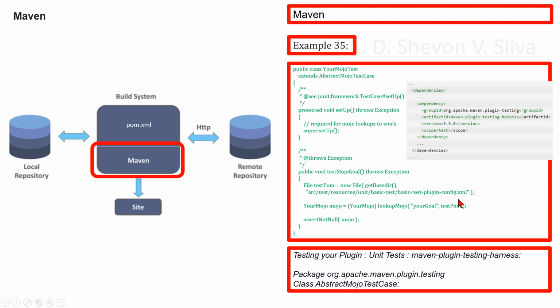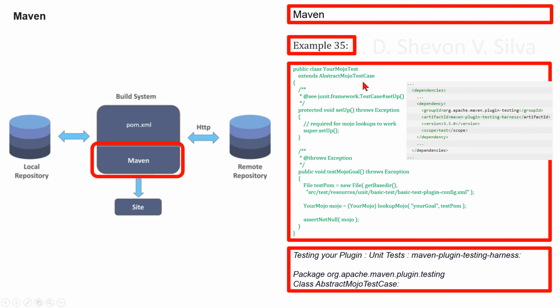Here you can see unit tests. Here you can see the Maven plugin testing harness in unit testing your plugin. The abstract class, you can see the class AbstractMojoTestCase in package org.apache.maven.plugin.testing.